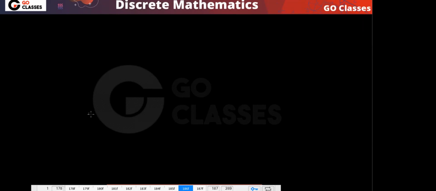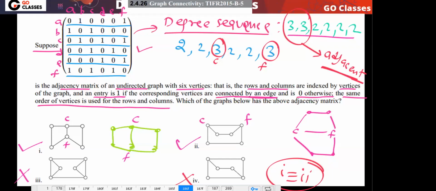Yes. So I had a very small doubt. In the TIFR question, when we were calculating the degrees, in which part did we get to know that the three degree vertices will be adjacent? I did not understand that one.